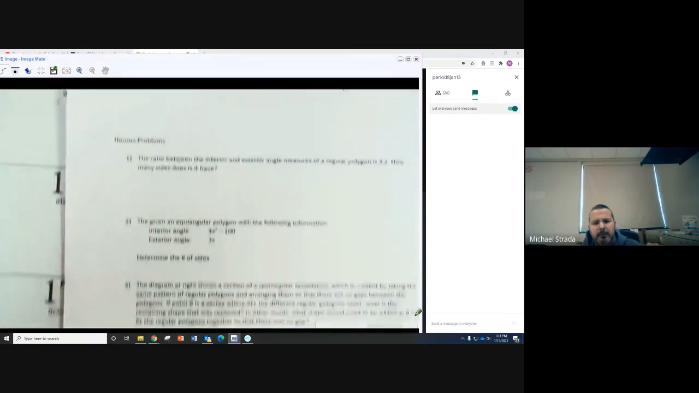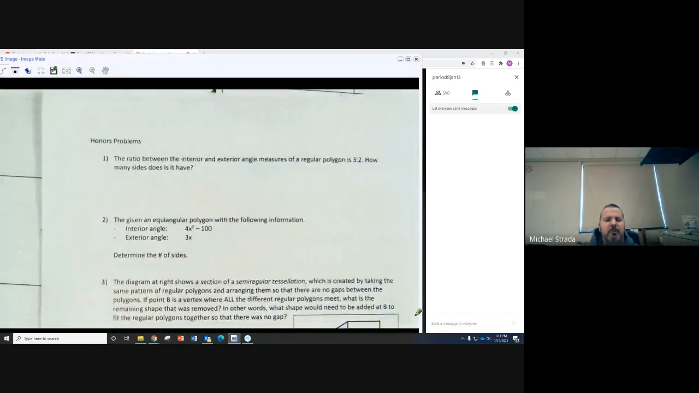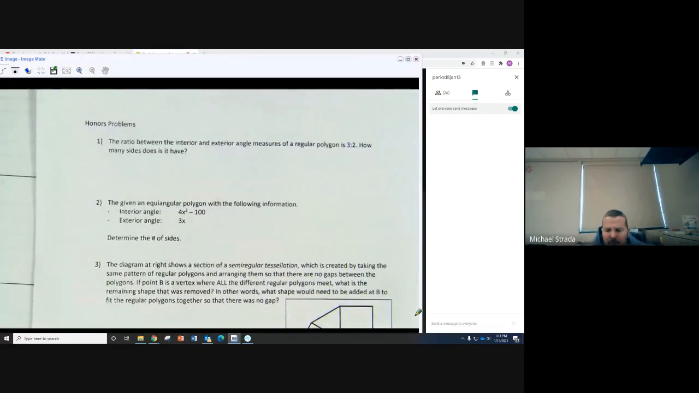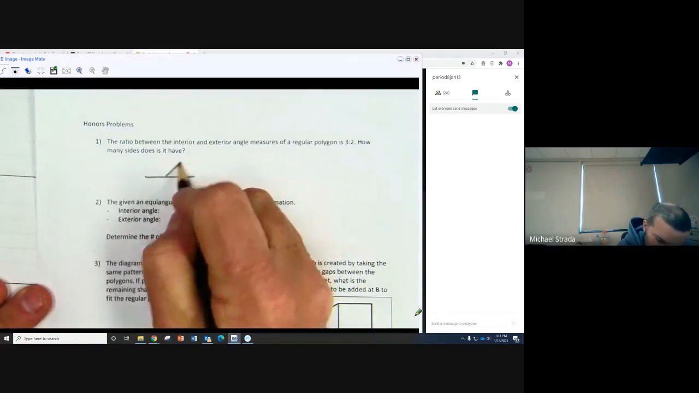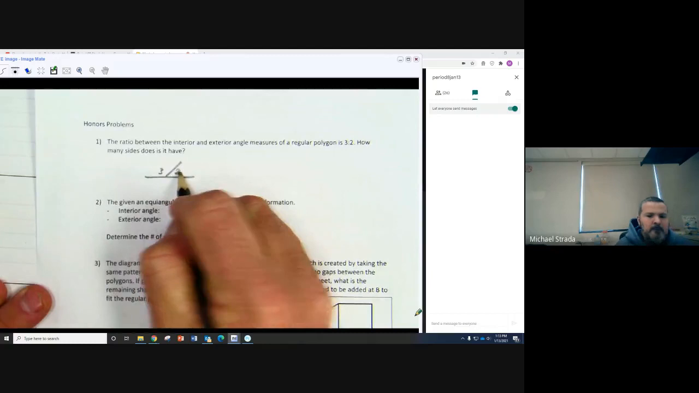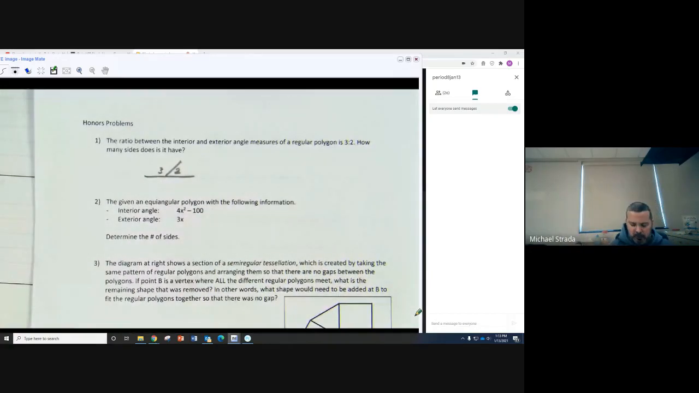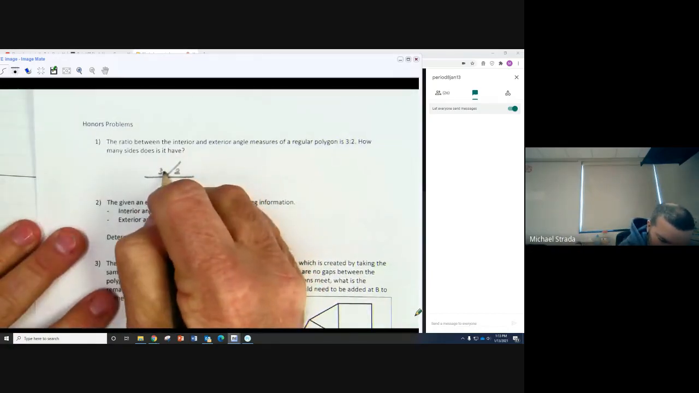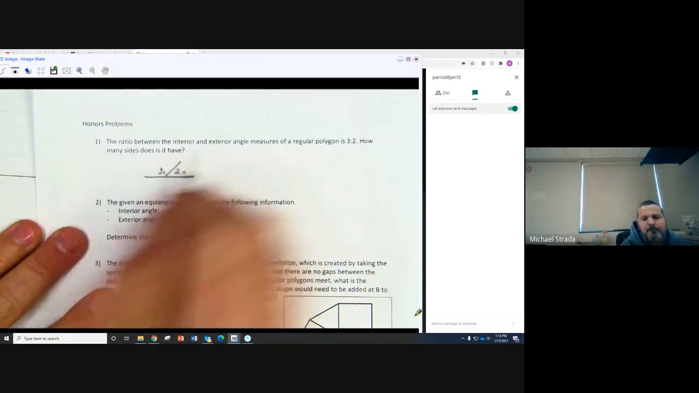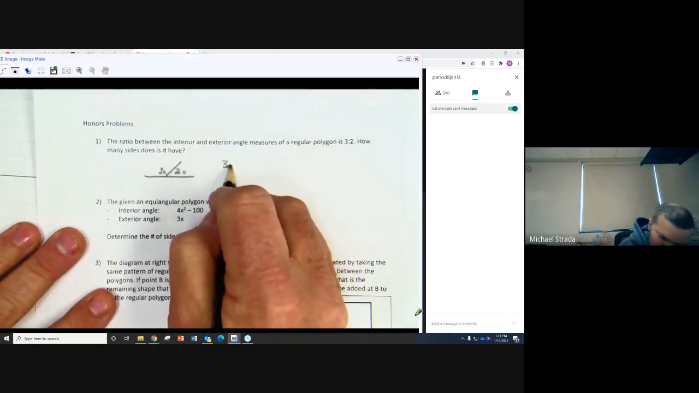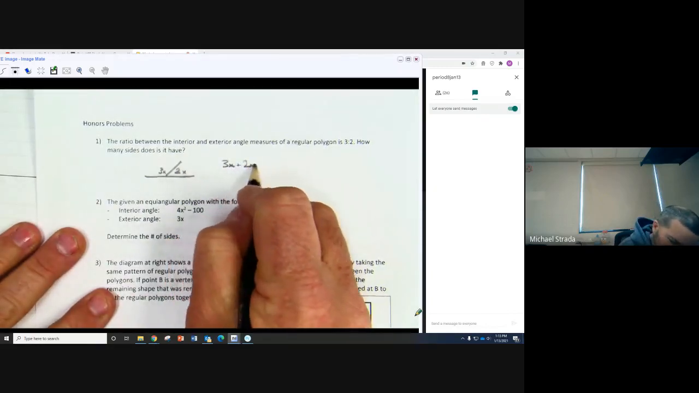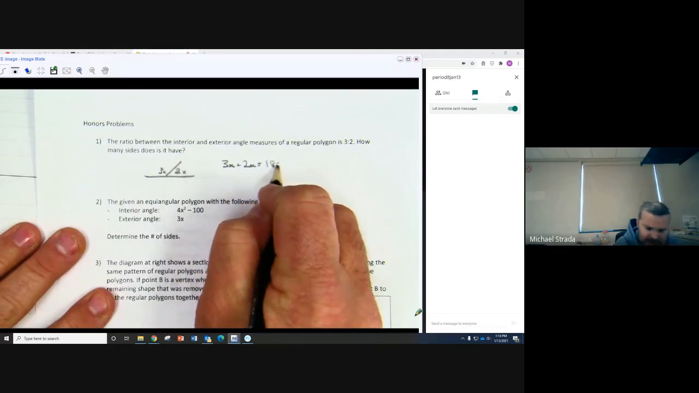It says the ratio between the interior and exterior angle measures of a regular polygon is 3:2. How many sides does it have? So that's what we're looking at. We don't know what the common multiplier is, so that's going to be x. We do know they form a linear pair. So I take the two components, which are 3x and 2x, add them up and set it equal to 180.